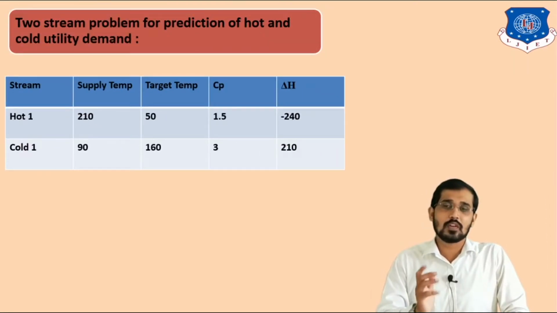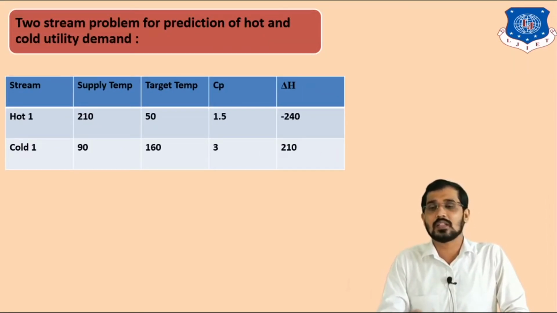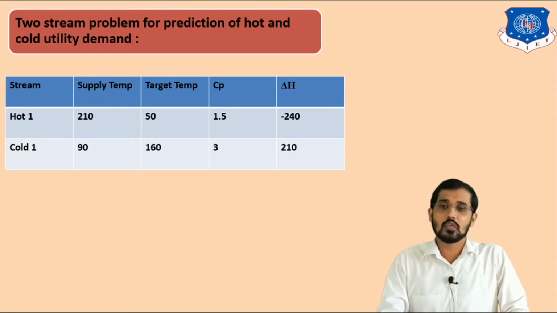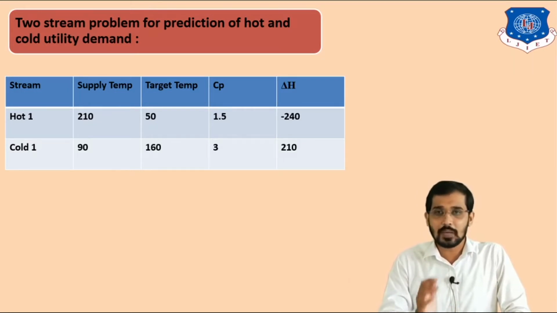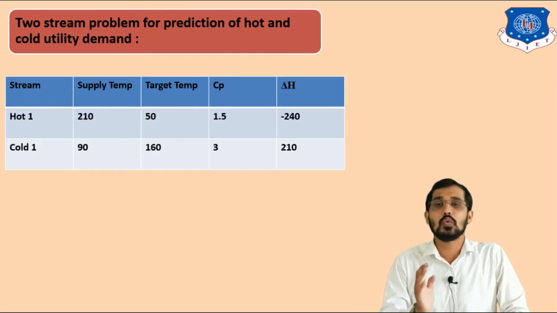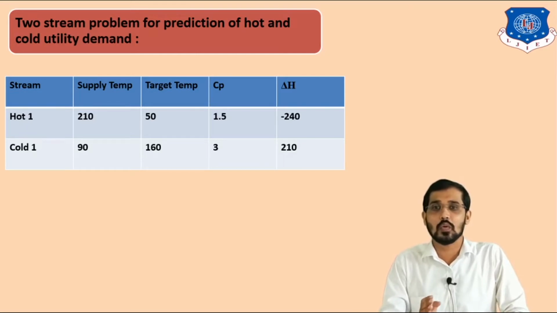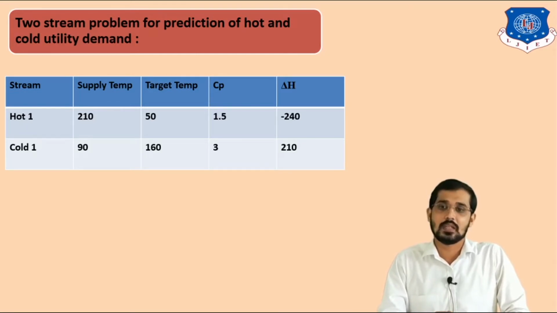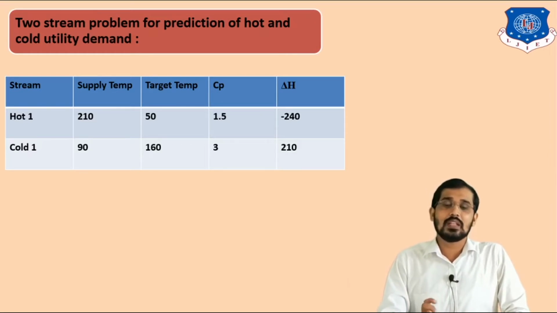Two stream data means the first stream is your hot stream and the second stream is your cold stream. You can see on the screen, the supply temperature for the hot stream is 210 degrees Celsius and for the cold stream is 90 degrees Celsius. After that, the target temperature for the hot stream is 50 degrees Celsius and for the cold stream is 160 degrees Celsius. After that, the specific heat for the hot stream is 1.5 and for the cold stream it is 3. And lastly, there is the delta H value.